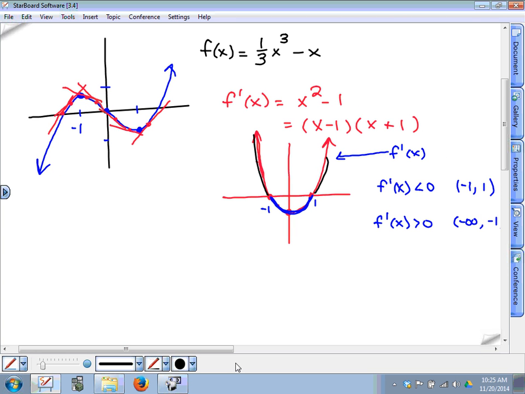What connection am I trying to make here between the graph of the derivative and the graph of the original function? The concavity? Not necessarily. Say what you just said louder. Hey, you guys need to listen to this.